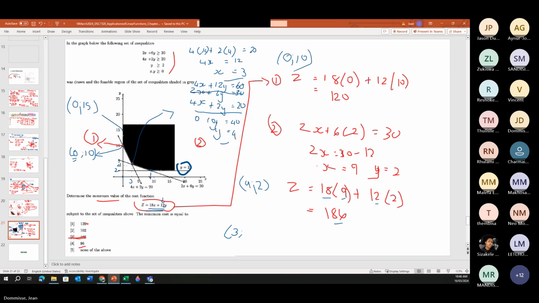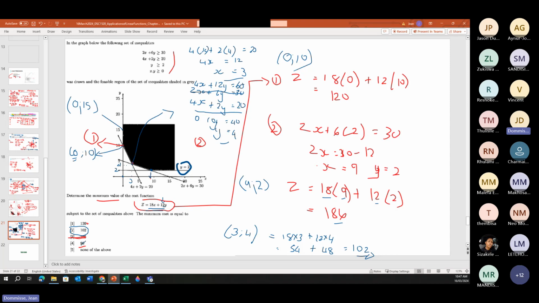Okay, so let's see if we put now in x is 3, y is 4, what do we get? I will actually laugh if we get 96, because that would just be wrong. But we've done this whole exercise and then got to the smallest number. So 18 times 3 is 54. 12 times 4 is 48. And 48 plus 54 is 102. Okay, so actually the minimum value at that point is 102.